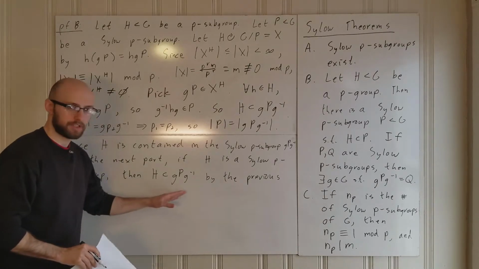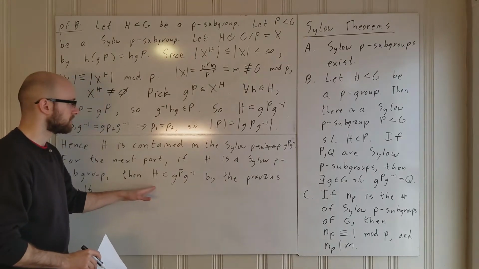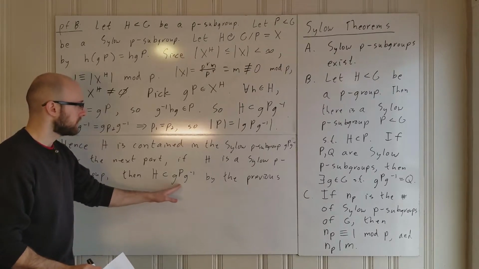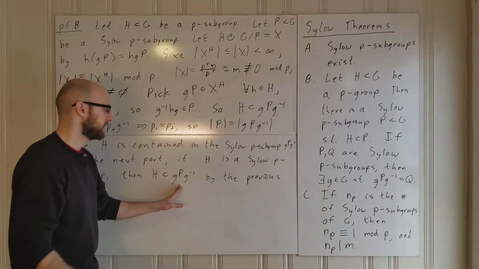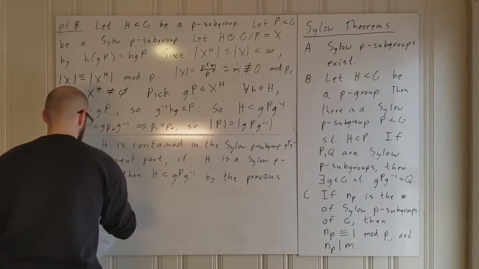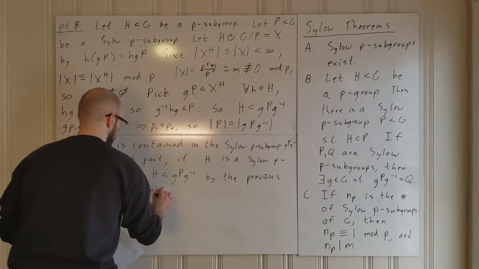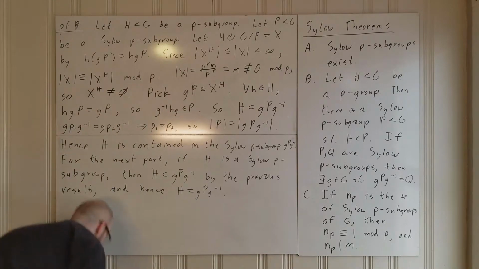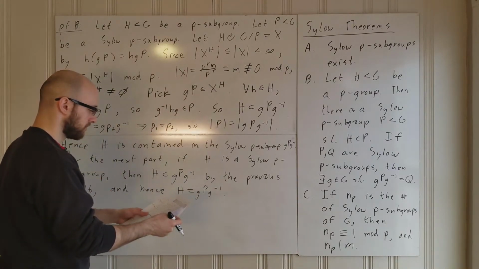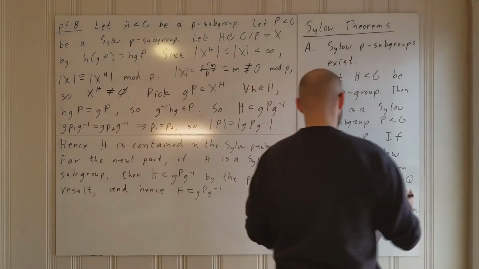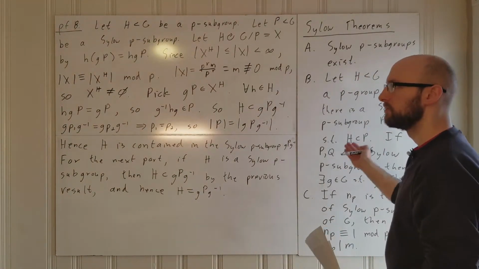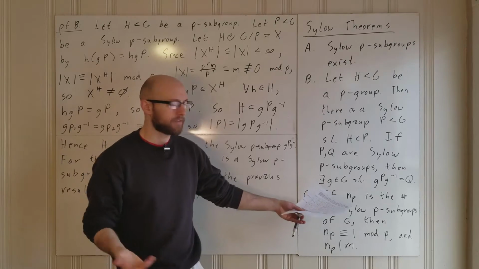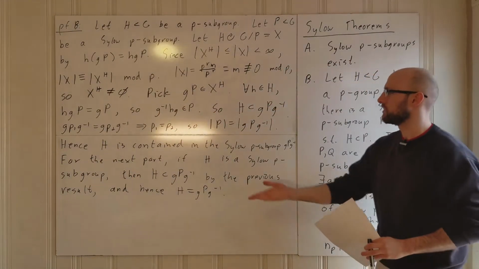So if H is contained in gPg inverse, and the size of H is equal to p to the r because it's a Sylow p-subgroup, and the size of this is equal to p to the r because it's also a Sylow p-subgroup, then they have to be equal. So H is gPg inverse. And clearly, this is going to hold for any two Sylow p-subgroups, and therefore any two Sylow p-subgroups are conjugate. And so that's the proof of B.